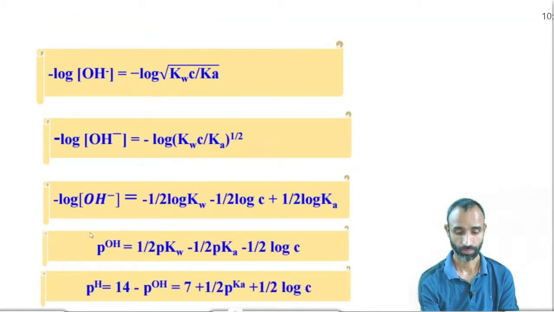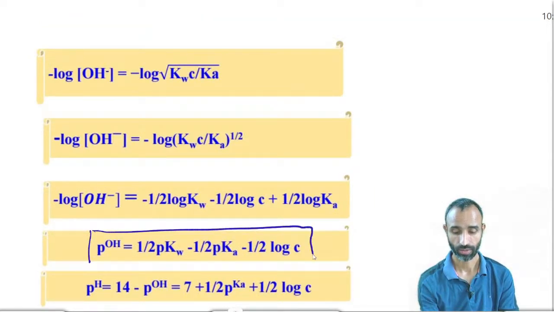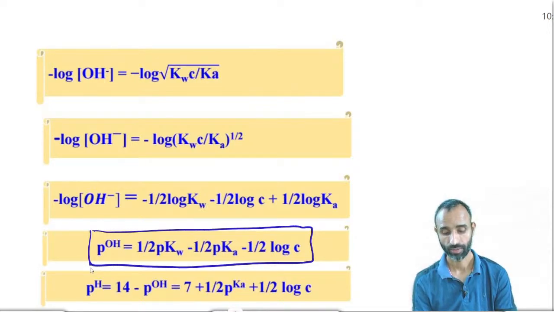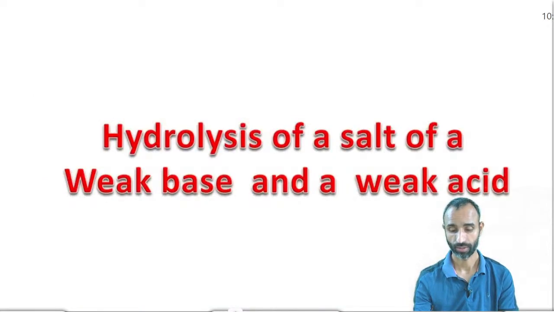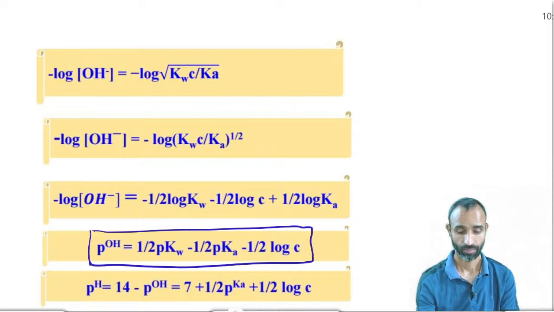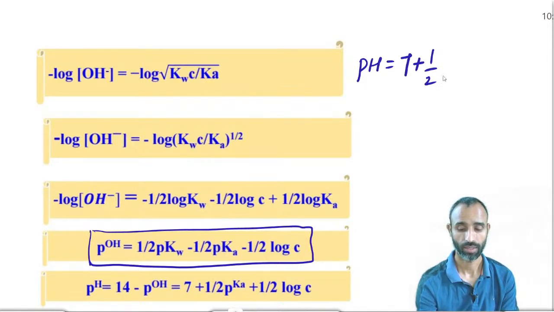So see pOH, and pH is equal to 7 plus half pKa plus log C.